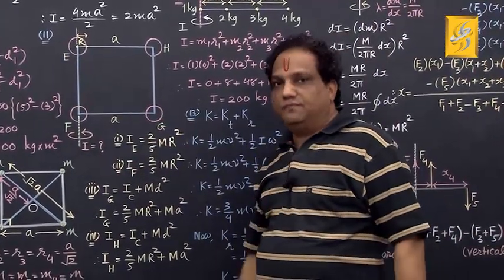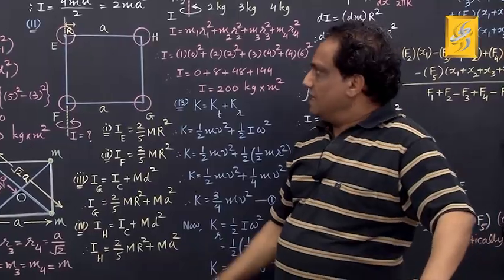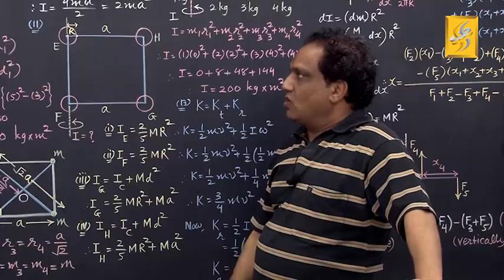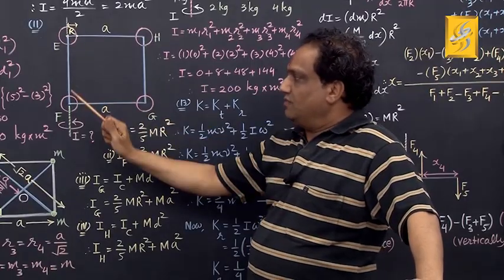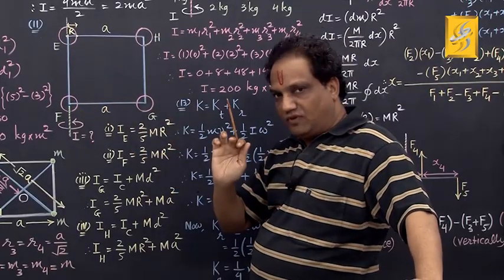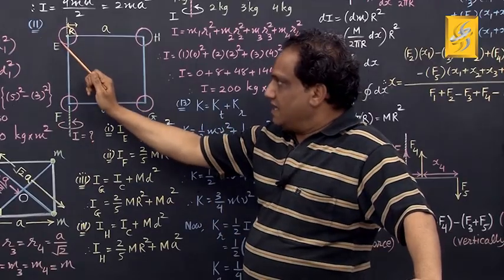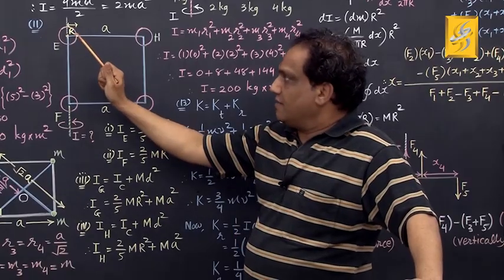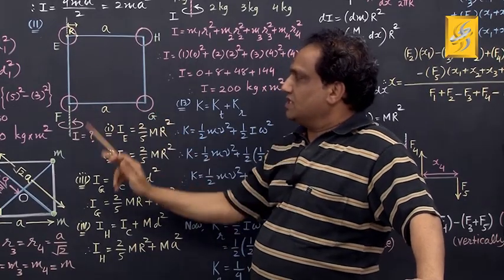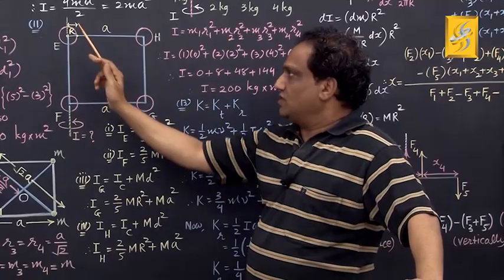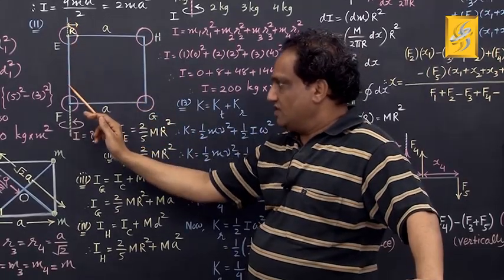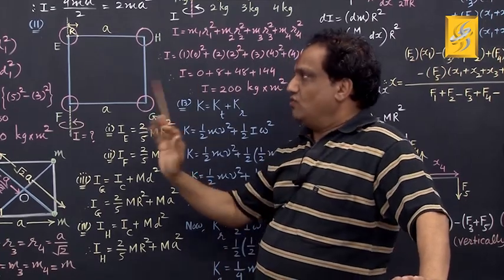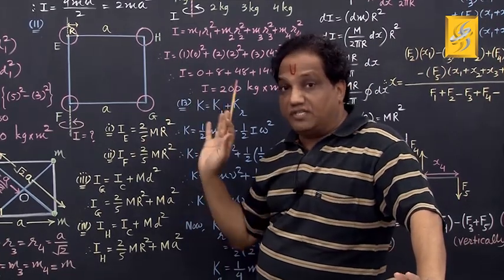Read number 11 now. Read it. Now we are given a square having side length as small a. At each of the 4 vertices, there lies a solid sphere of mass capital M and radius capital R. And now this whole system is rotated about this axis of rotation, which is passing through any one of its 4 sides. When it does so, what is the total moment of inertia of the entire system?